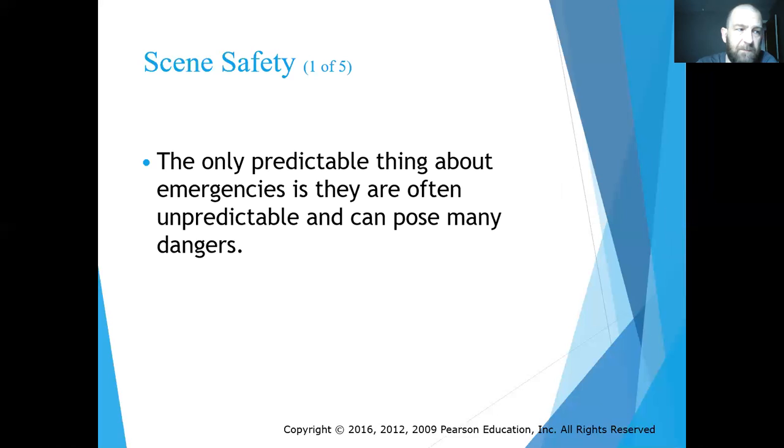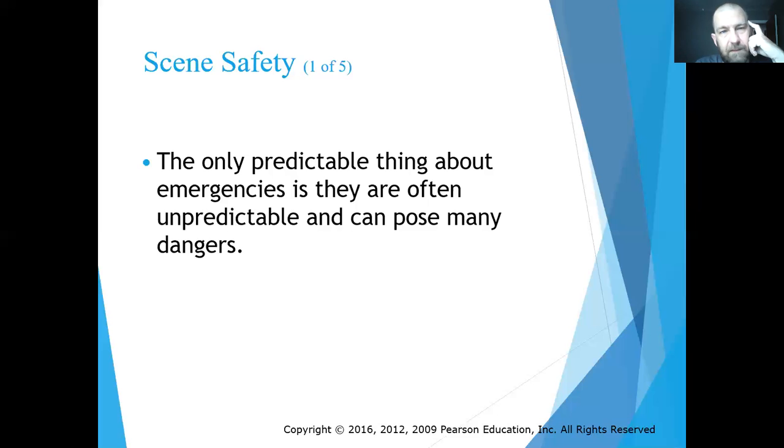Scene size up is important because EMS calls can be unpredictable. It's not always a little old lady sitting in her rocking chair in her house. Sometimes we're outside and the weather's bad. Sometimes we're on a road, a busy highway, things like that. Sometimes the patient's condition can change rapidly. Sometimes you find out you have more patients. So they can be unpredictable, and they can pose a lot of challenges and even some dangers.